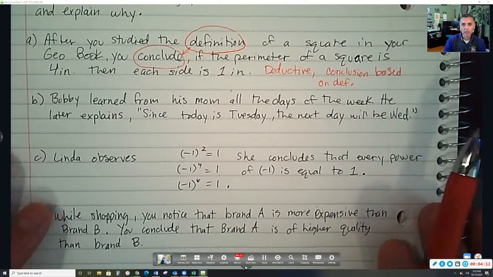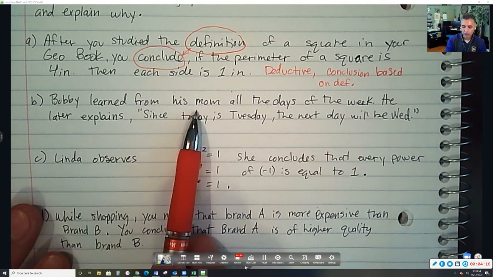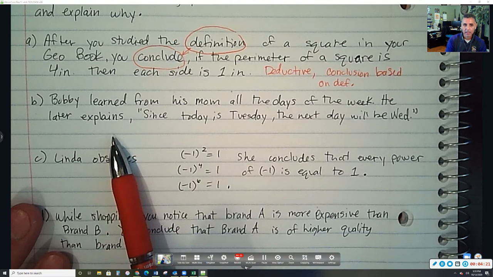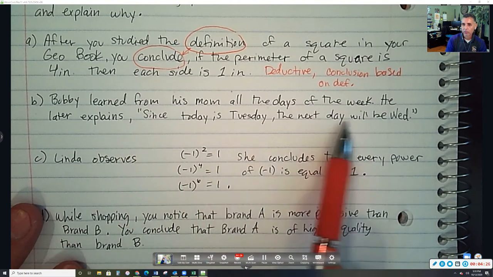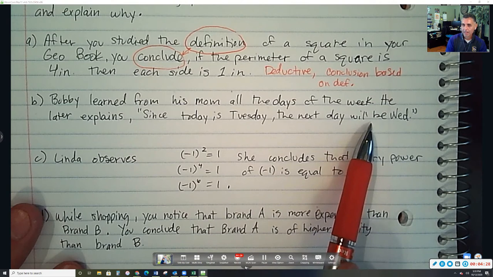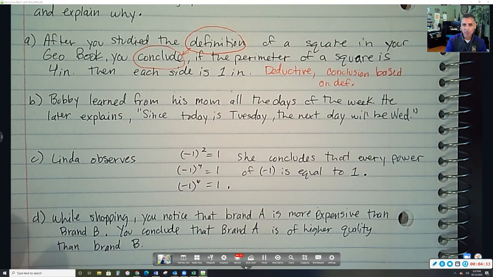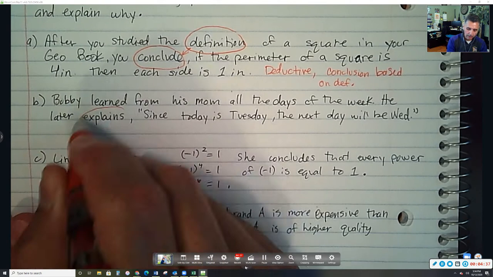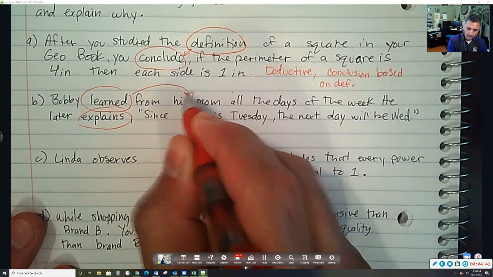So let's look at number 2. Number 2 says, Bobby learned from his mom all the days of the week. He later explains, since today is Tuesday, the next day will be Wednesday. That one's a little bit trickier. He does explain, and he learned it from his mother.